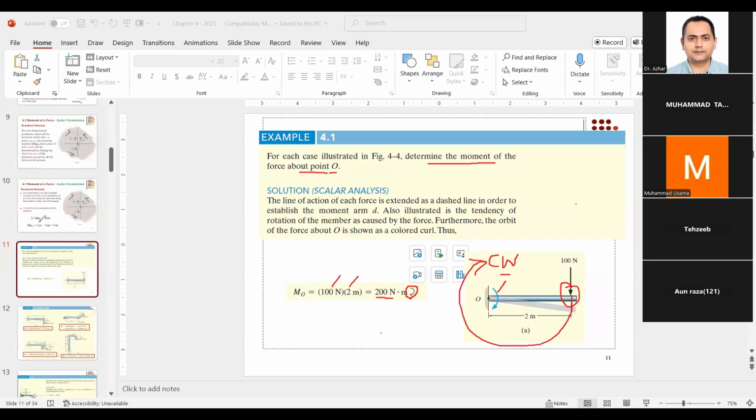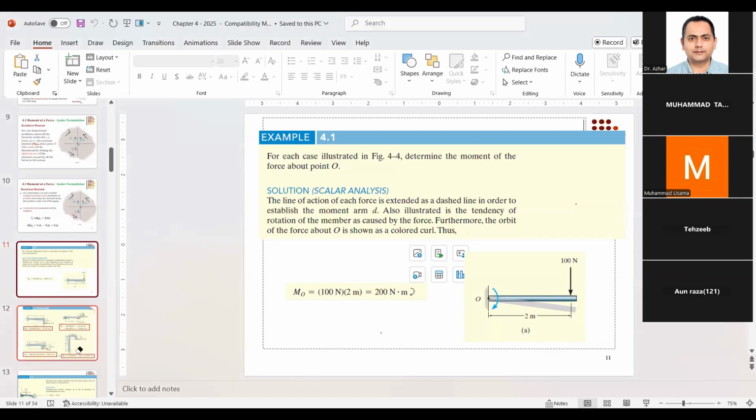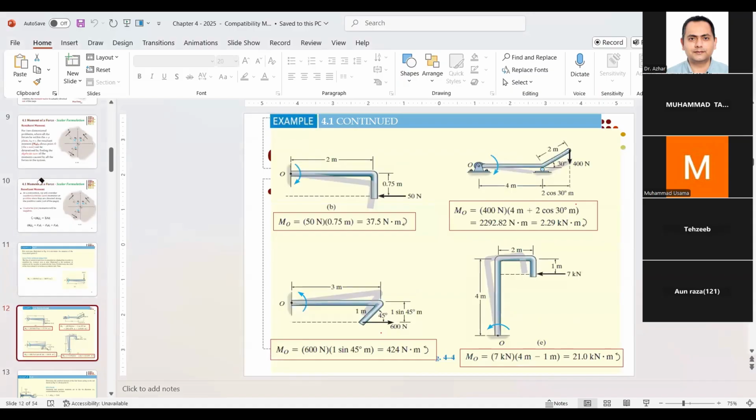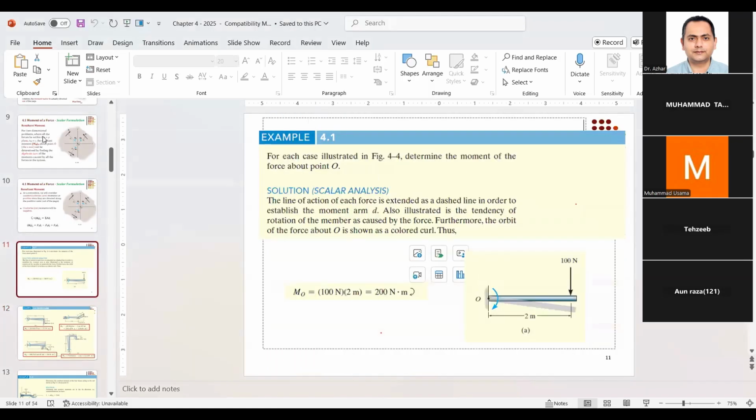Okay, let me discuss some other problems, and maybe if you are confused, you can get a better understanding. Next slide, right here. Okay, this is the same example from the book. Now again, look, the question statement is the same. It's the same question actually. The question, let me go back and tell you again what the question is. We have to find the moment about point O.